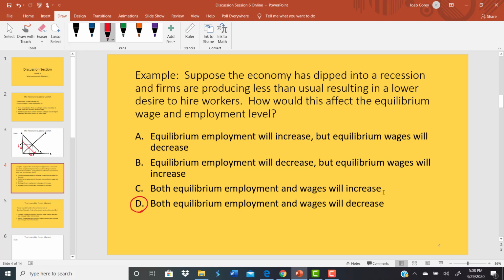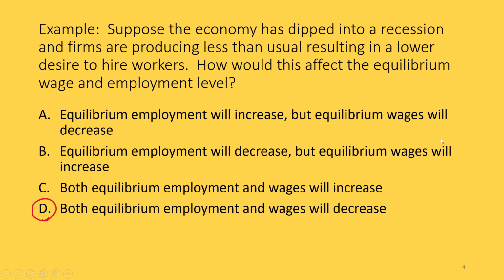You're looking for choice D there. Right, so again, if the economy dips into a recession and firms are producing less, they're going to have a lower demand for labor. That's going to cause wages and employment to go down, which is something that tends to happen during those recessions. All right, so again, be able to answer a question like this come exam time.